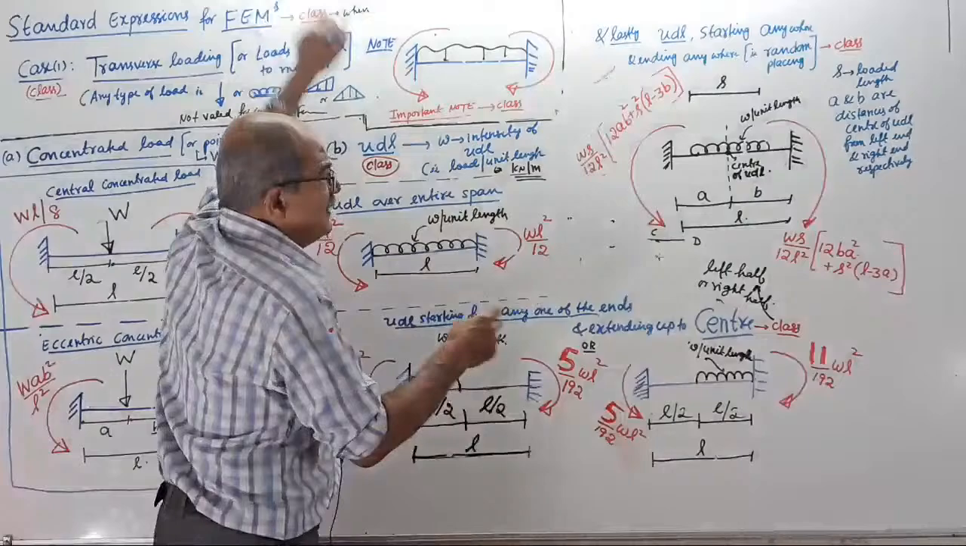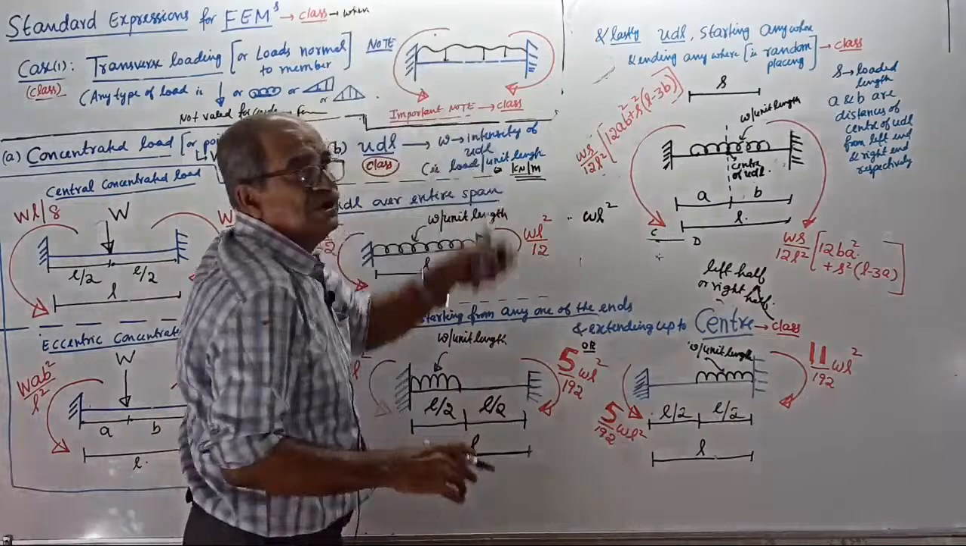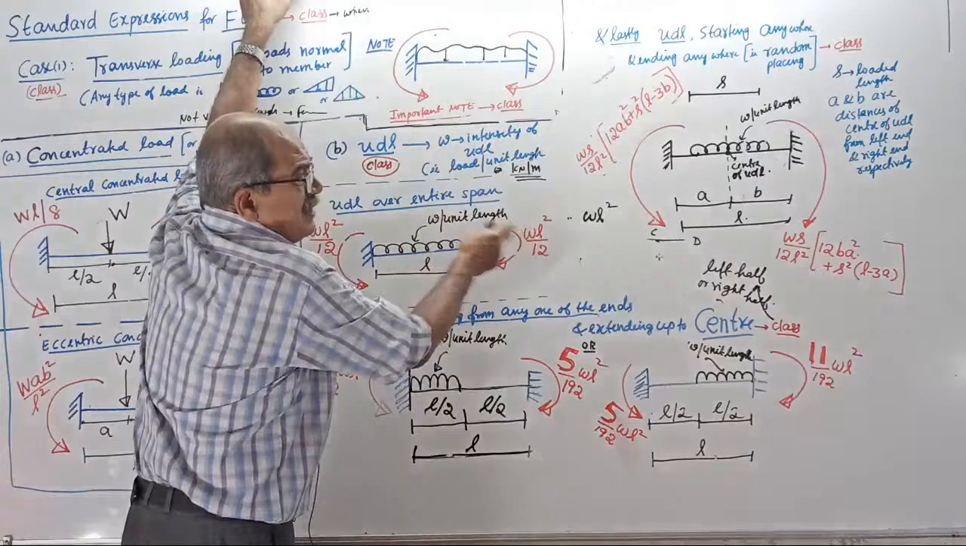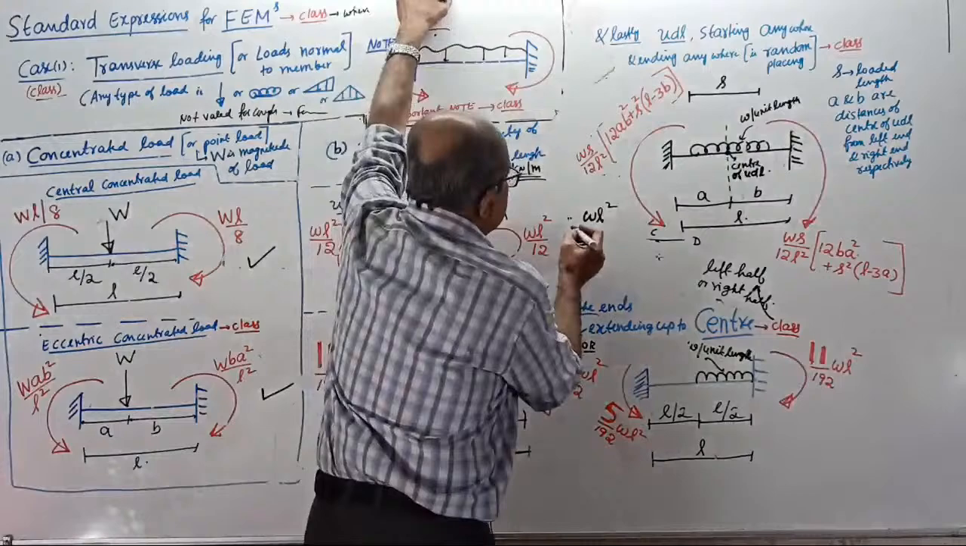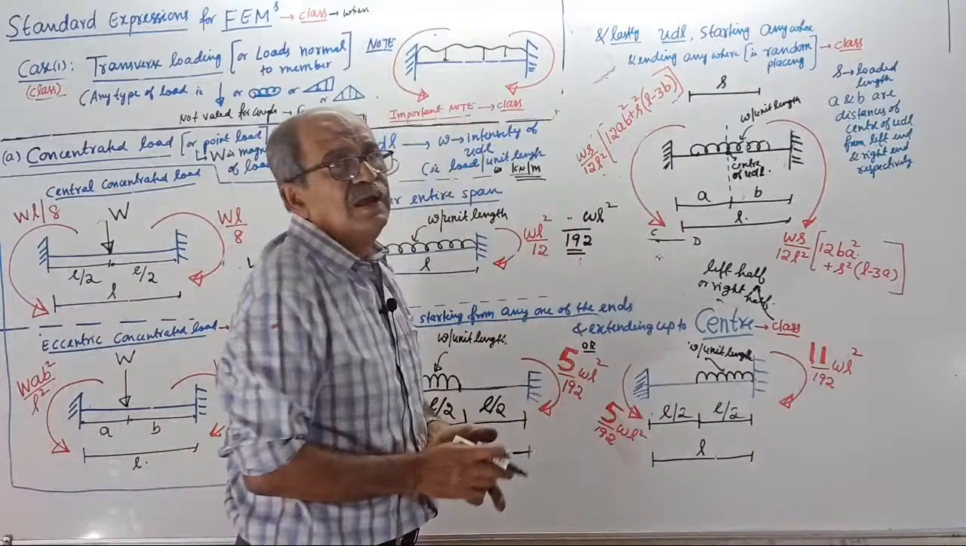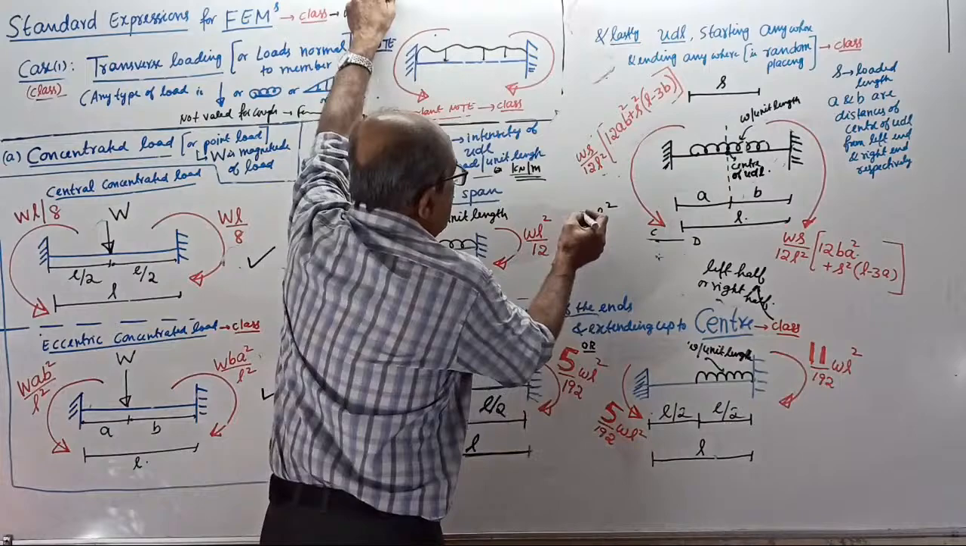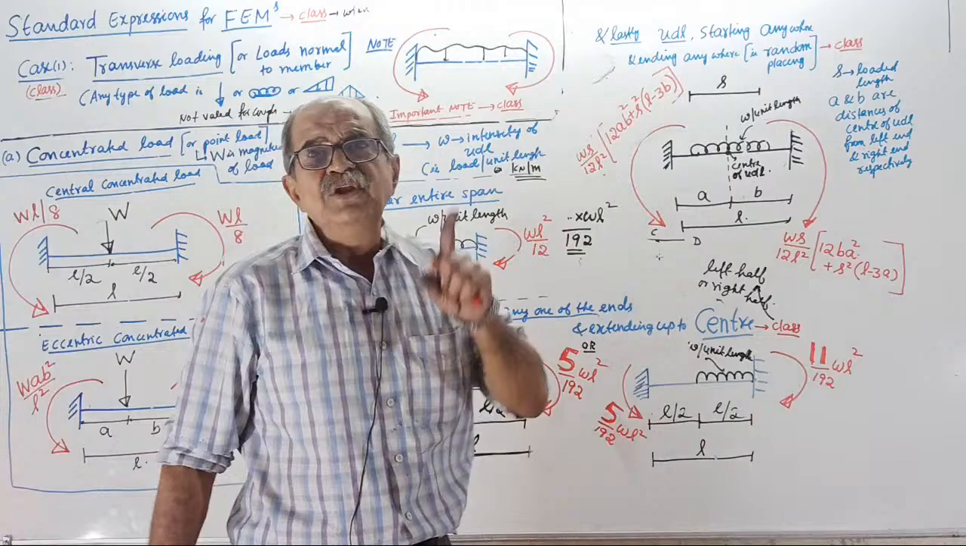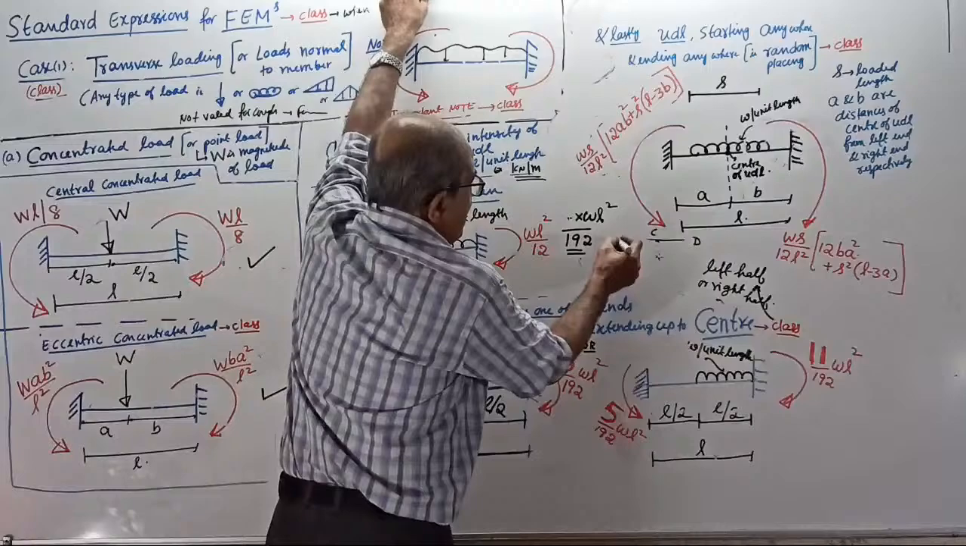Remember, WL square is guaranteed. So for full UDL, WL square by 12. For half UDL, left half or right half UDL, it is WL square by 192. This number you have to remember. Not 12, 192. Now, it is not over. A multiplying number is also there. How to remember? One of the multiplying numbers is 11, the other is 5.